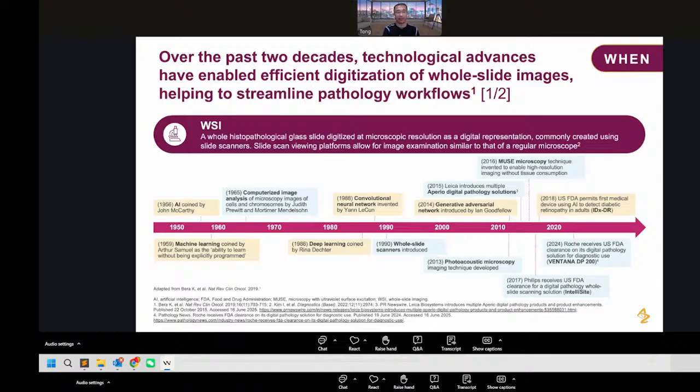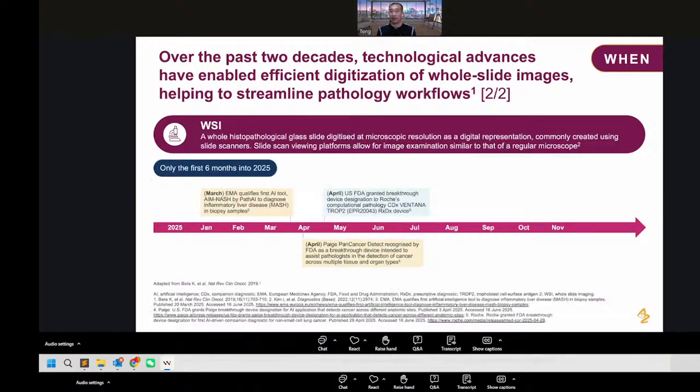But going back to terminology, the first thing to do for machine learning is to go back to about 70, 75 years ago. And just into this year, the first 6 months, you see there are substantial key milestones, right?